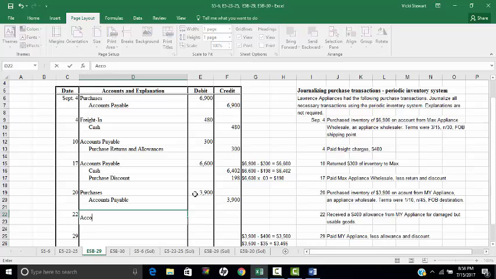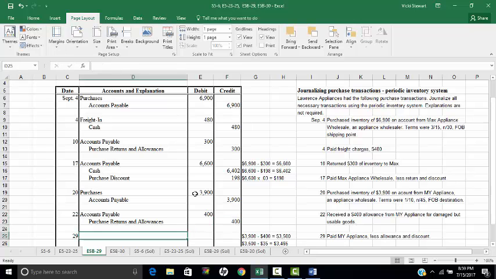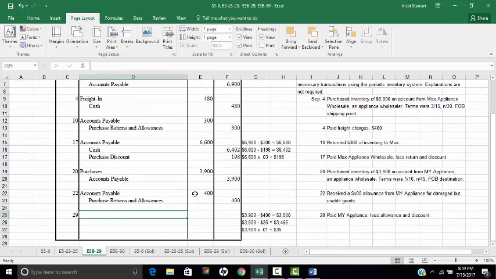So we're going to debit accounts payable for $400 and credit purchase returns and allowances for the same amount. Then it says on September 29th, they paid My Appliance less the allowance and the discount.